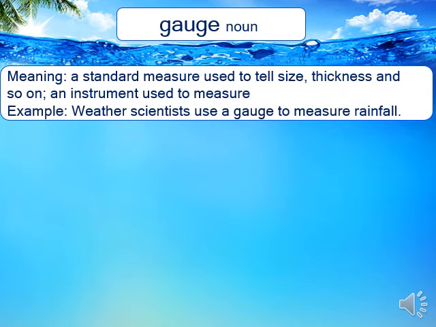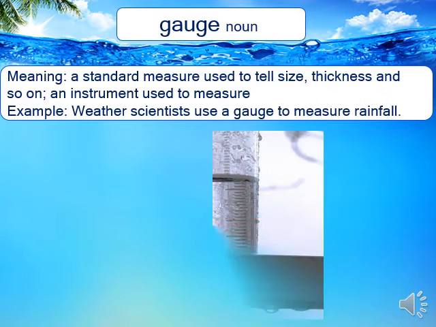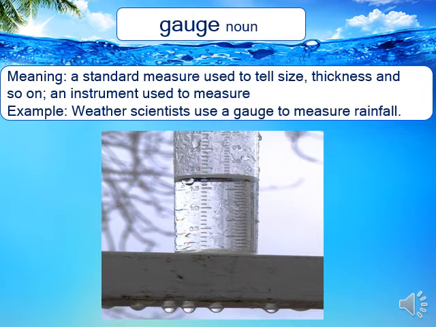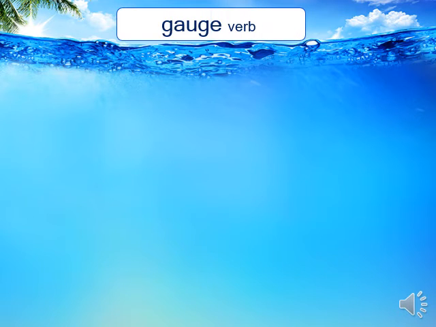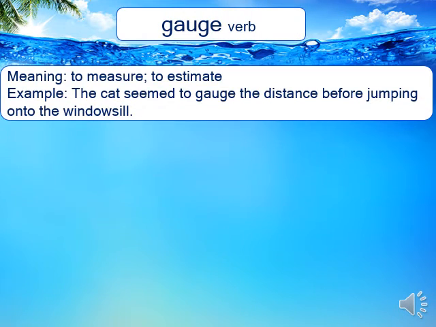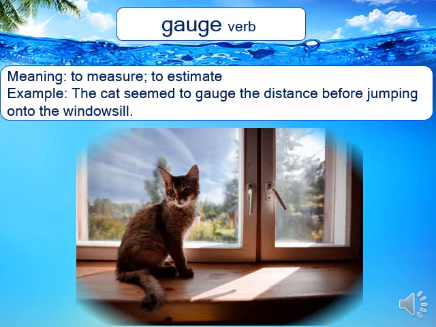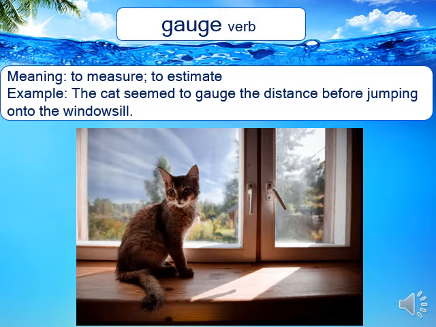Gauge is a noun, and it means a standard measure used to tell size, thickness and so on, or an instrument used to measure. So it means a standard or the instrument for measurement. Weather scientists use a gauge to measure rainfall. Gauge is a verb and it means to measure or estimate. The cat seemed to gauge the distance before jumping onto the windowsill. Gauge here means to estimate in this example.